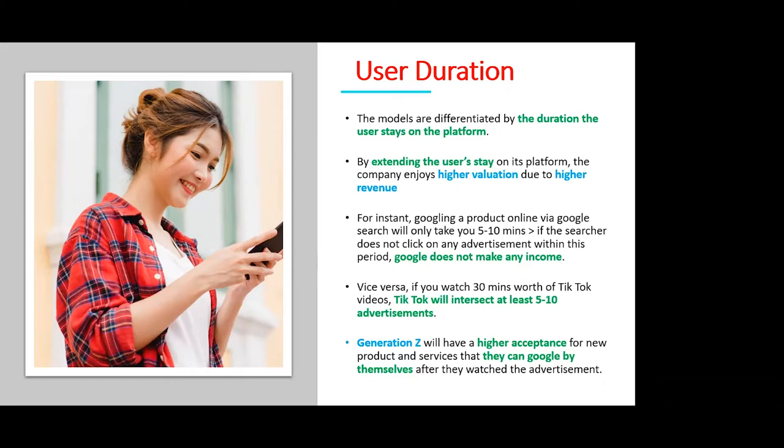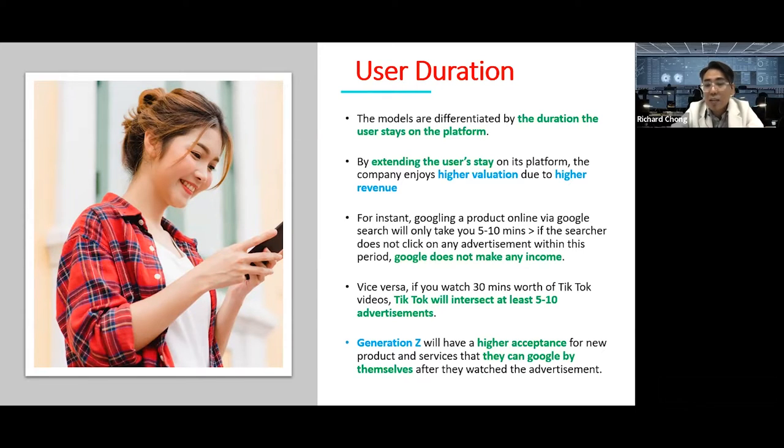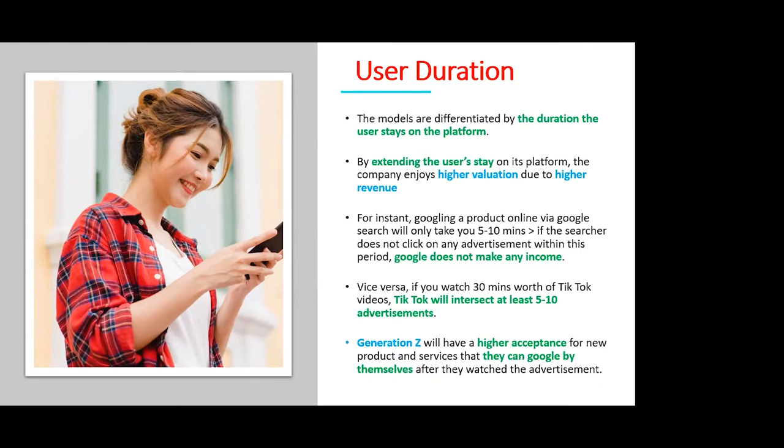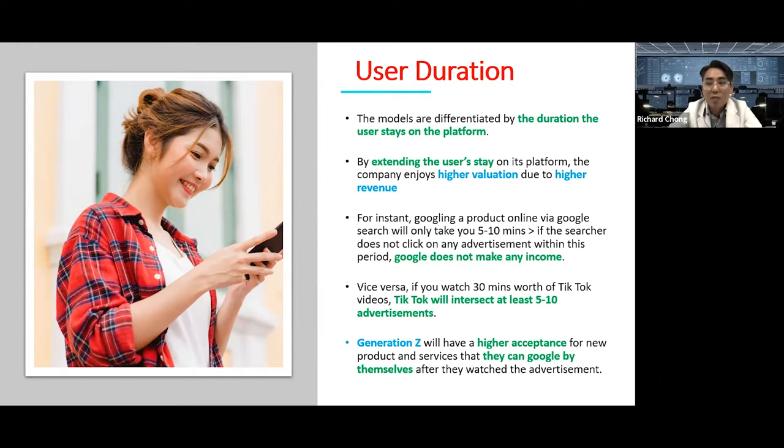Okay, so Generation Z has a higher acceptance of your product, and they can Google themselves after they watch the advertisement. What does it mean? That means if I watch something very interesting that never came across my mind, never seen before on TikTok, most likely I can Google it myself after I feel it has enticed me. So actually I don't need to Google first. I can do it later. So they are very different.